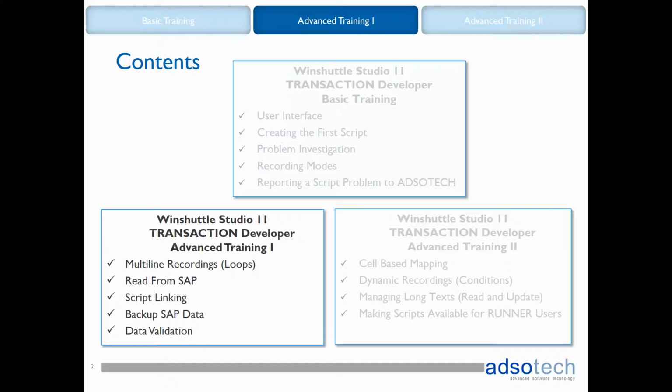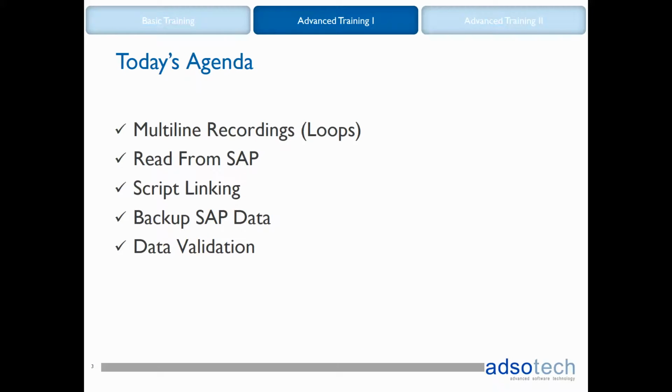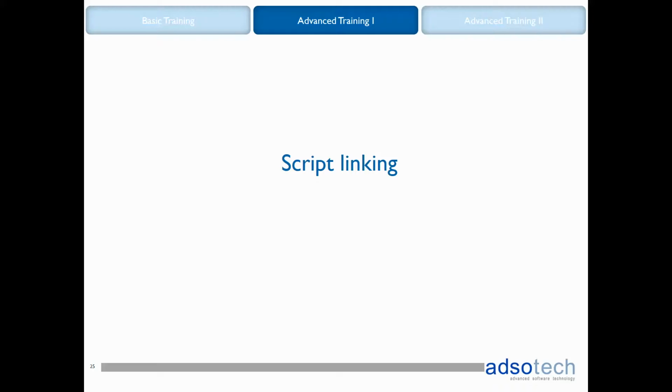We are now in the Advanced 1 training package, which includes multi-line recordings, reading from SAP, script linking, taking backups, and data validation. This is the third part of that package, and we will go through how to link scripts together and run a chain of SAP actions. Let's dive in.